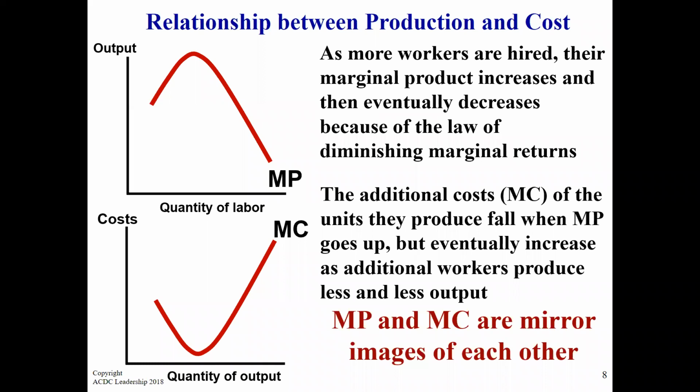So the first thing we'll start with is the relationship between MP and MC. The one thing you know is if MC is going down, MP is going up. They have an inverse relationship, and if MP is going down, MC is going up. That kind of makes sense, right? If your productivity is increasing, your cost should be decreasing. If your productivity is decreasing, your cost should go up.